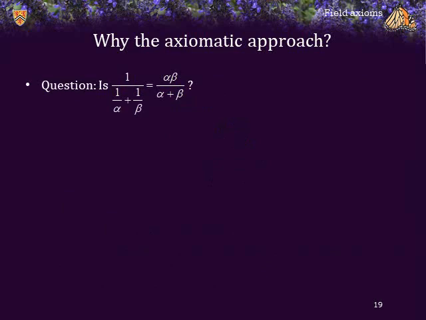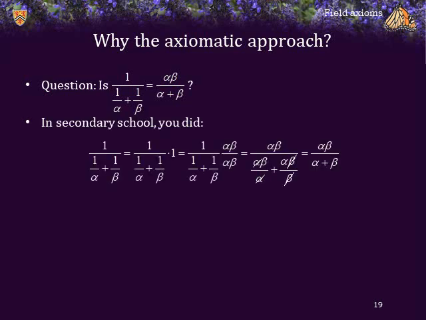Now here's a question you probably saw in secondary school. Is the expression on the left-hand side equal to the expression on the right-hand side? Well, in secondary school, you probably did the following. You multiplied by 1. That is, you just multiplied both numerator and denominator by alpha beta. You then expanded both sides, divided alpha on each side, and you probably just immediately applied commutativity to just say that the denominator is alpha plus beta, and we're done. Yes, it's true.